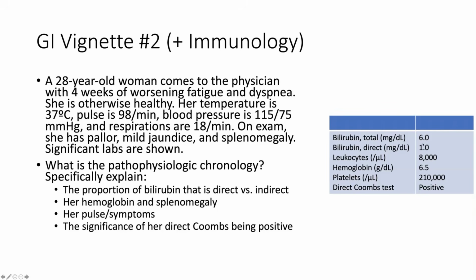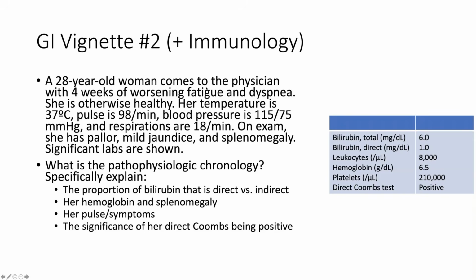Her labs basically fit everything that I would expect. Indirect hyperbilirubinemia, leukocytes are normal, hemoglobin's low, fits with hemolytic anemia, platelets normal, and her direct Coombs is positive. Again, telling me that there are antibodies coating my red blood cells. So that's basically it. That's how I would analyze this.